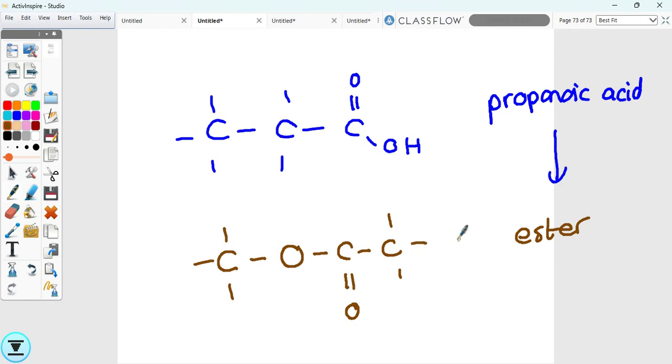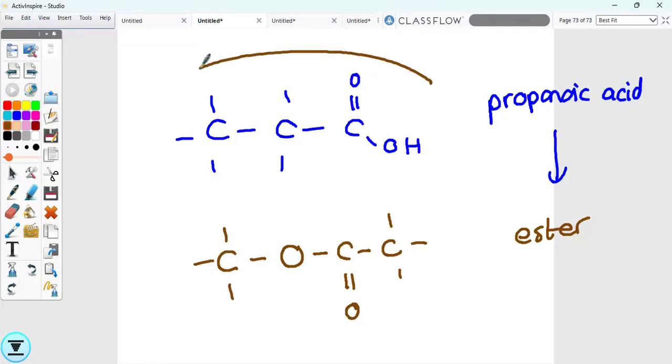Methyl ethanoate. Yes, perfect. And can you see now it's still got two oxygens, two oxygens. 1, 2, 3, 4, 5, 6 hydrogens. 1, 2, 3, 4, 5, 6 hydrogens. So they do have the same molecular formula, but they have a different structural formula. So it could be methyl ethanoate, or now here is where we get to the positional isomer.